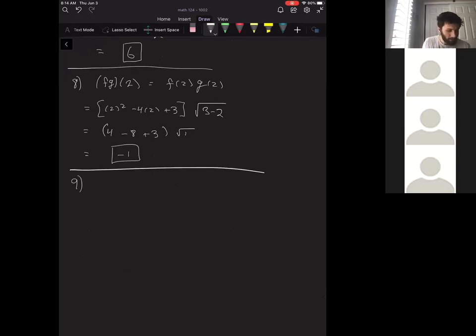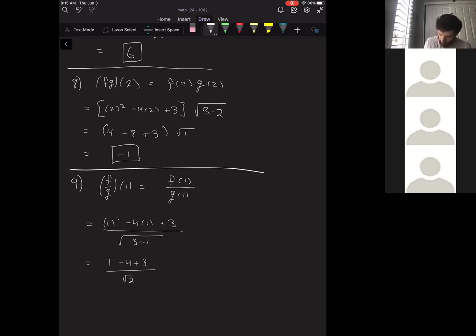Okay, number 9, f divided by g of 1. All right, so let's see. This is just going to be f of 1 divided by g of 1. f of 1 is going to equal 1 squared minus 4 times 1 plus 3. Now divided by g of 1, which is the square root of 3 minus 1. So this equals 1 minus 4 plus 3 divided by square root of 2.